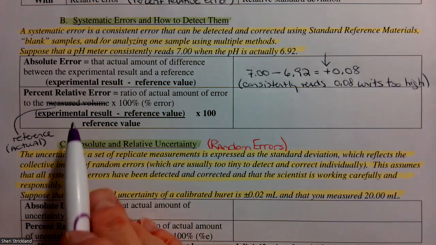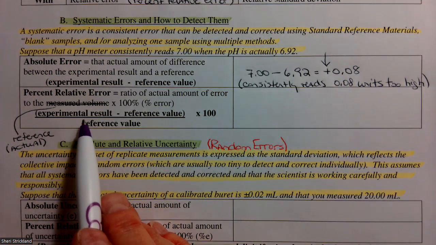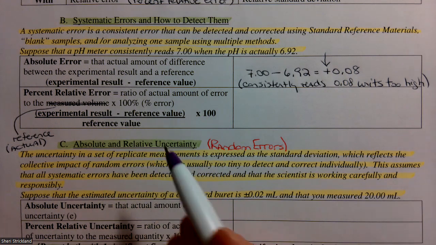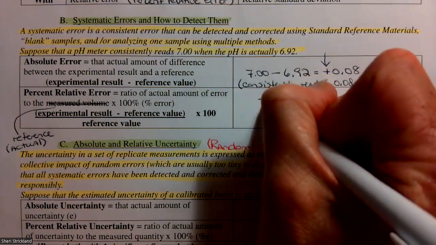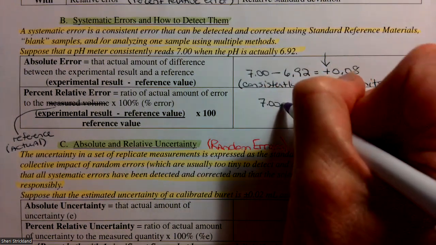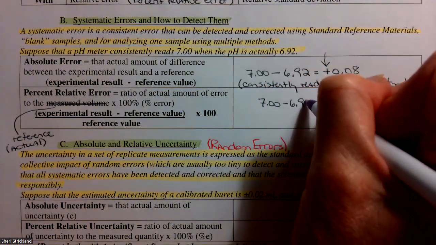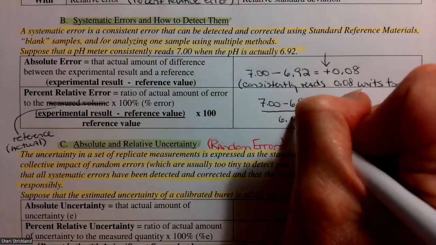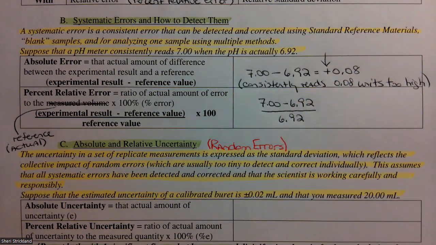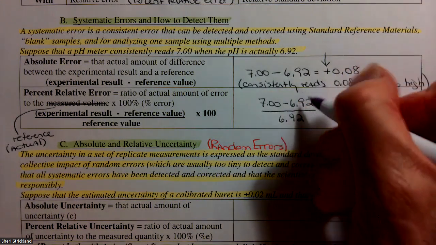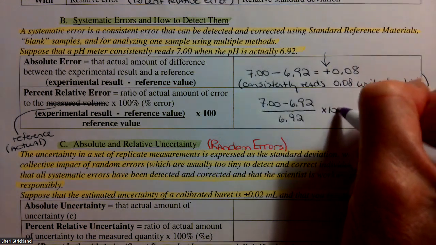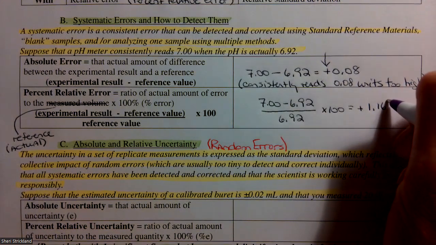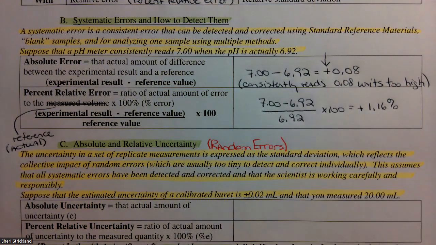All right, so if you wanted the percent relative error, you take the experimental minus the reference divided by the reference, and you've done this with percent error before. So in this case, it's our absolute error divided by what we know that it is, because accuracy is with reference to the known value. And then times 100, that'll give us plus 1.16%. Okay? All right.